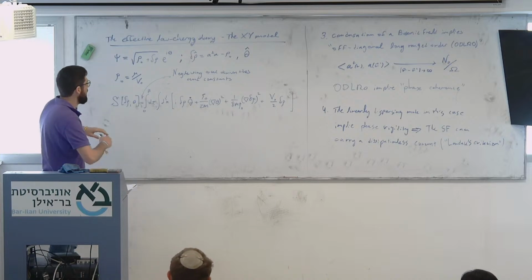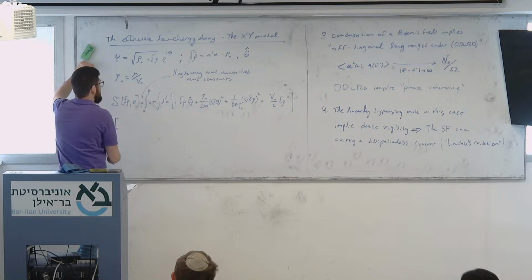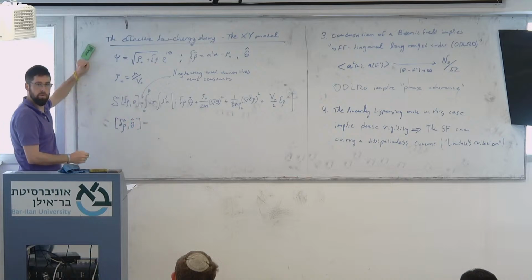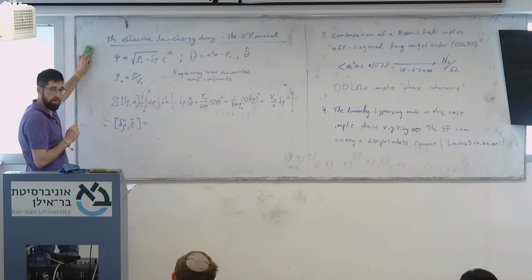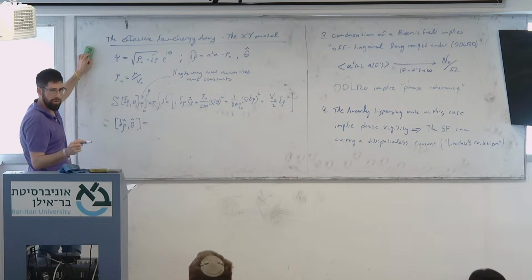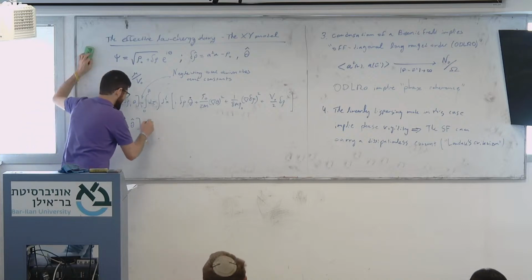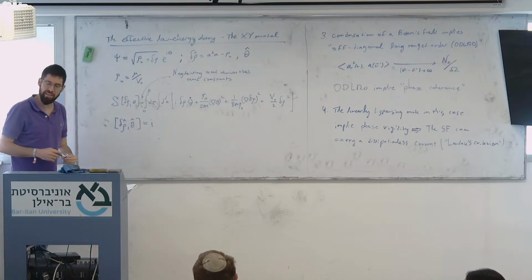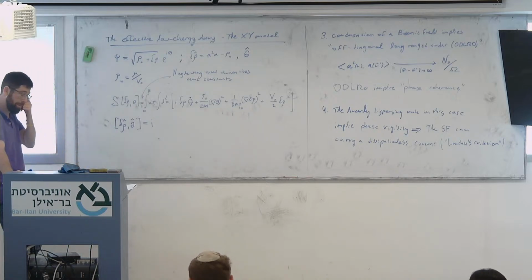Maybe I'll ask you, what is the commutation relation between delta rho and theta as operators? It should be 1. Who said what? It should be 1. That's close. You know that when I. Nice. Like a momentum and position. Yes, exactly. They're like momentum and position.